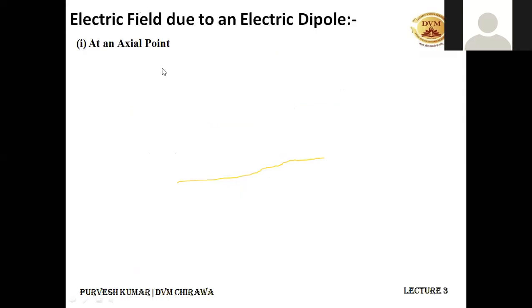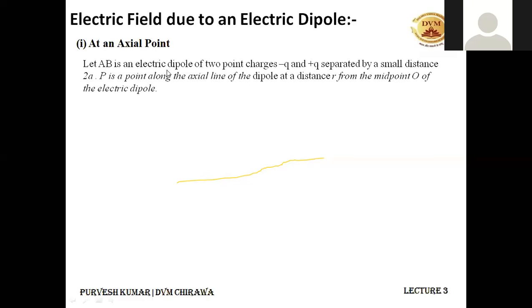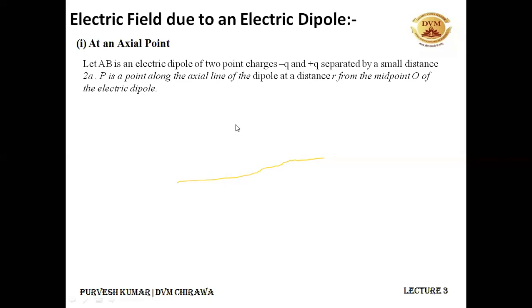So moving further, we are having the electric field due to an electric dipole, and the first part is at an axial point. Please do this derivation along with me in your notebooks. So let AB be an electric dipole with 2 point charges minus Q and plus Q separated by a small distance 2a, and P be a point along the axial line of the dipole which is at a distance r from the center O of the electric dipole.